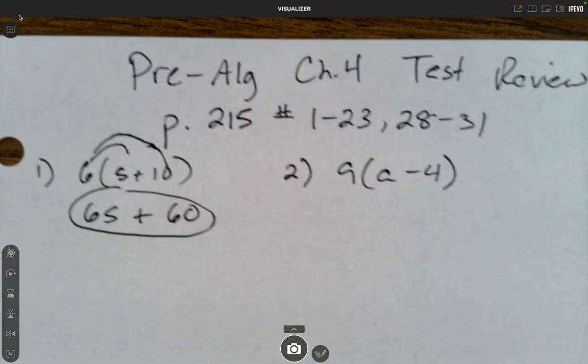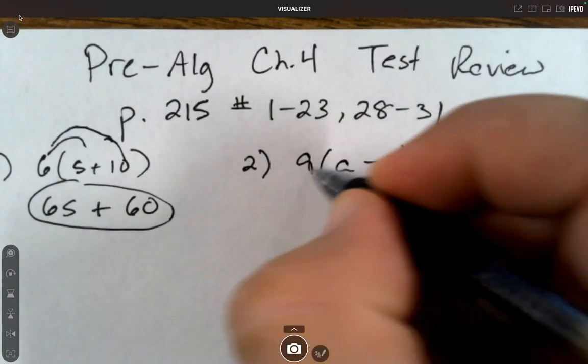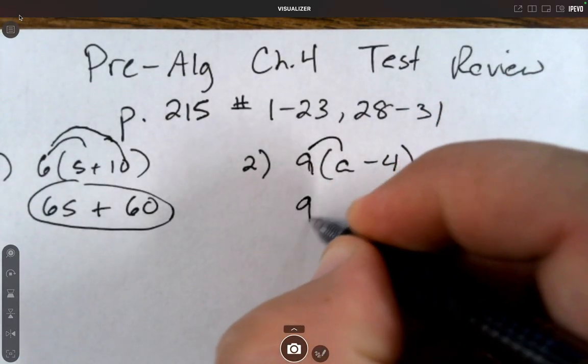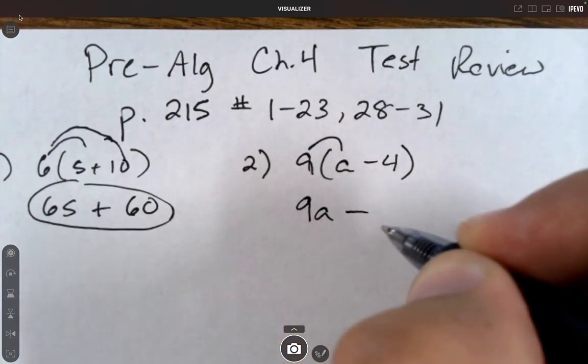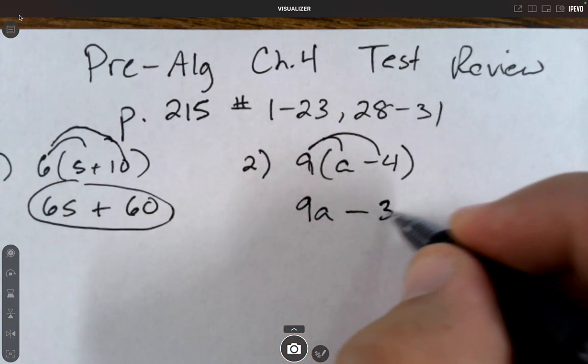Okay, same process on number 2. The 9 has to be multiplied by the a, which gives us 9a. We copy that minus sign down. 9 times 4 is 36.